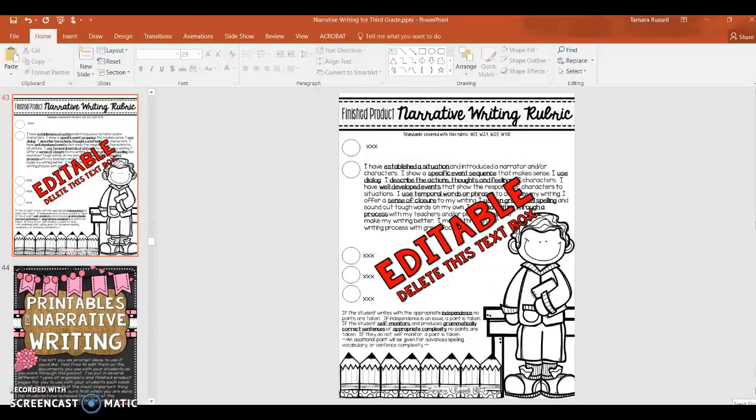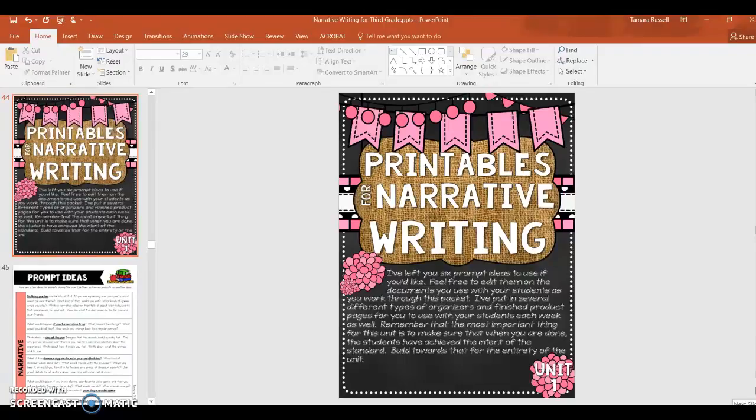Now, at any time, if you want to not use a rubric, that's okay, or you want to bundle something, that's okay. That's up to you. If you only want to use the finished product rubric, that's completely up to you. I like to teach writing every day for about 20 to 25 minutes. So there is time for me to write with my students weekly, and I'm comfortable with that. But this is your pack, so you do what you feel like is best for your learners.